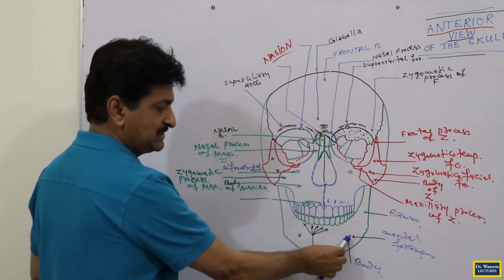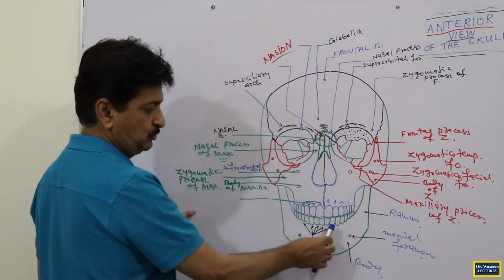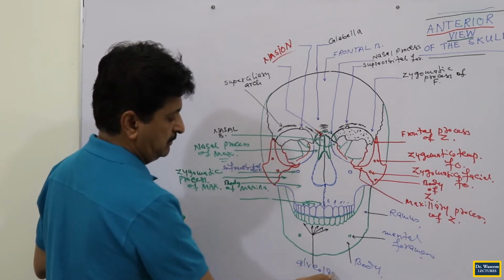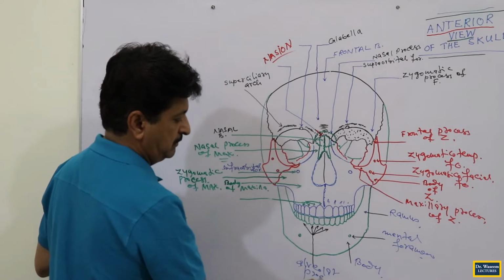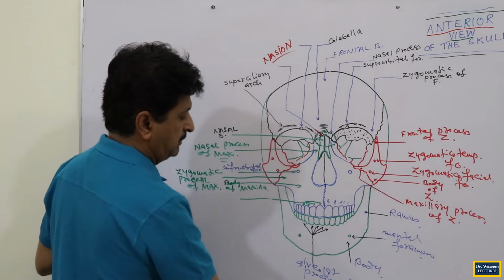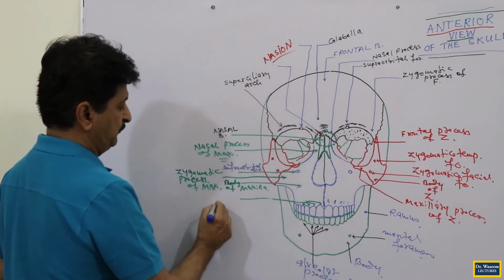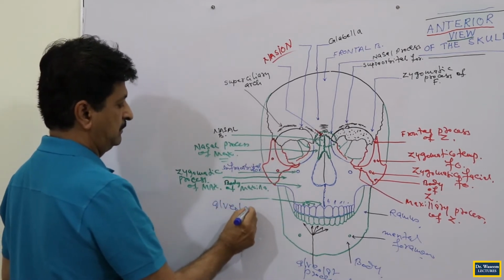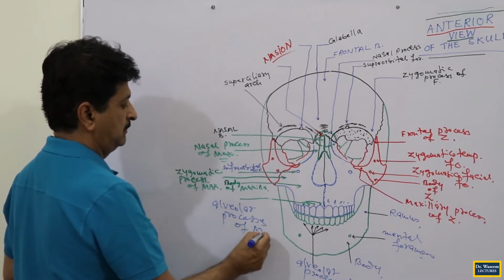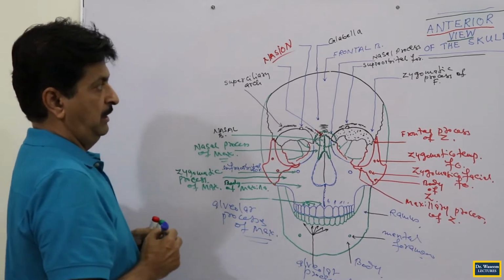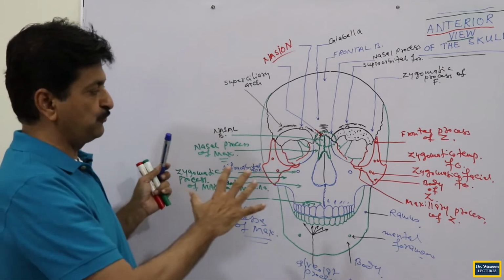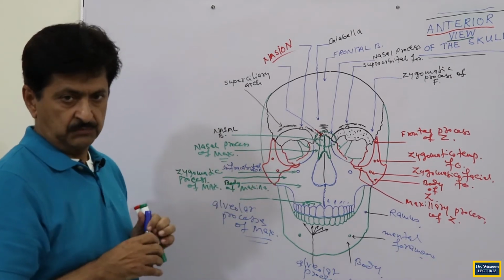So this is called the mental foramen, and we have seen some others also. You see, these are called the alveolar processes of mandible, and you have seen these alveolar processes of maxilla. Understand? So this is what you are watching, the anterior view of the skull.